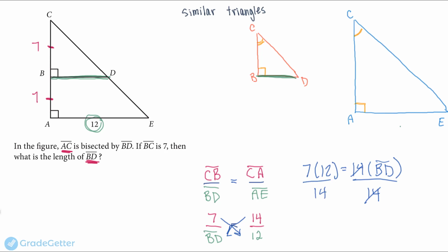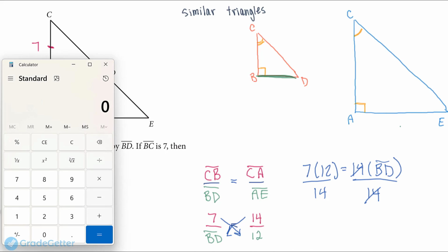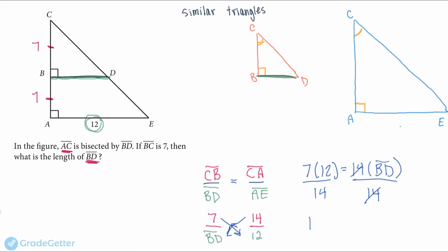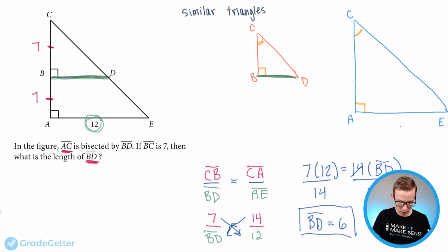And remember, we are allowed to use a calculator on this portion of the test, so I'm going to do that. 7 times 12 divided by 14 equals 6. So the length of line BD equals 6. Now we don't have multiple choice options, so we would have to go to our bubble sheet and fill in 6 on our bubble sheet for our answer.